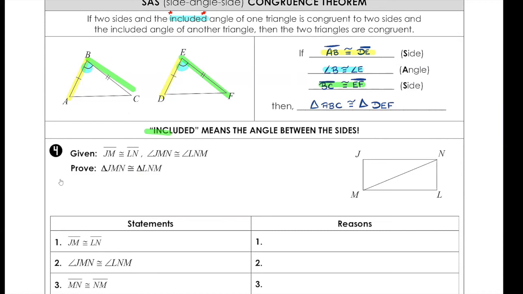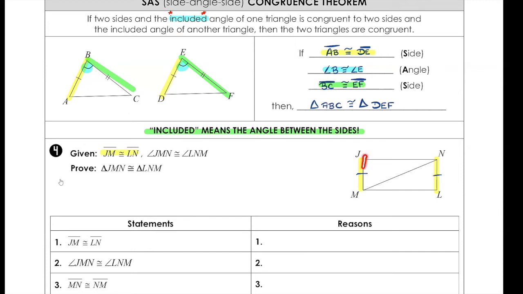JM is congruent to LN. Mark that up on our diagram. JM is congruent to LN. Single tick mark. Angle JMN.